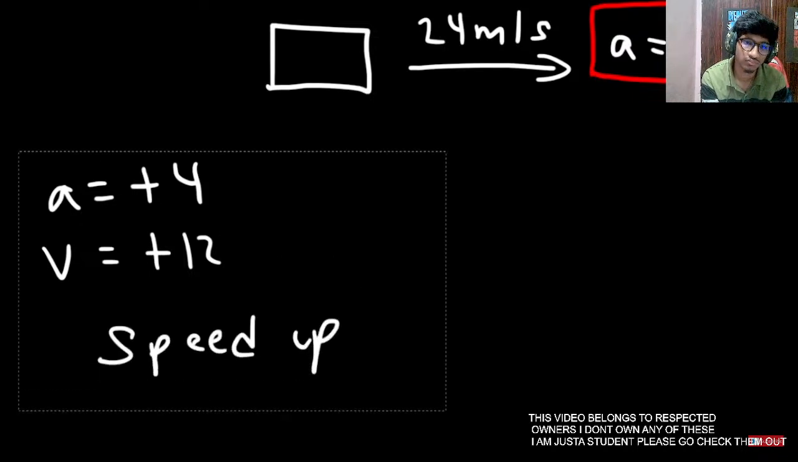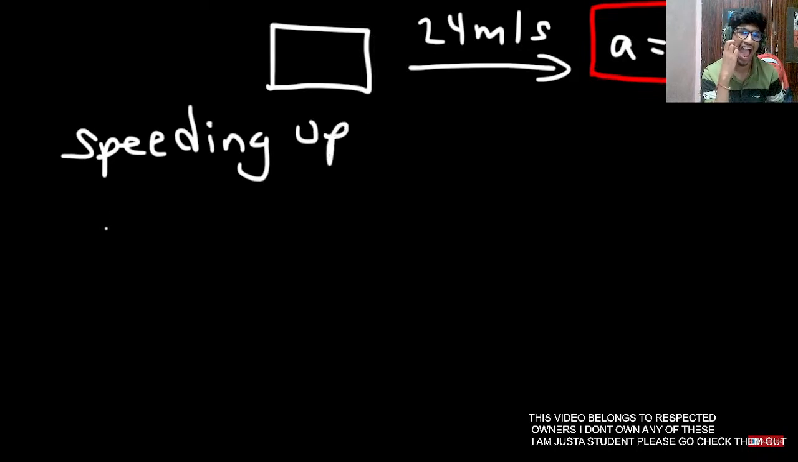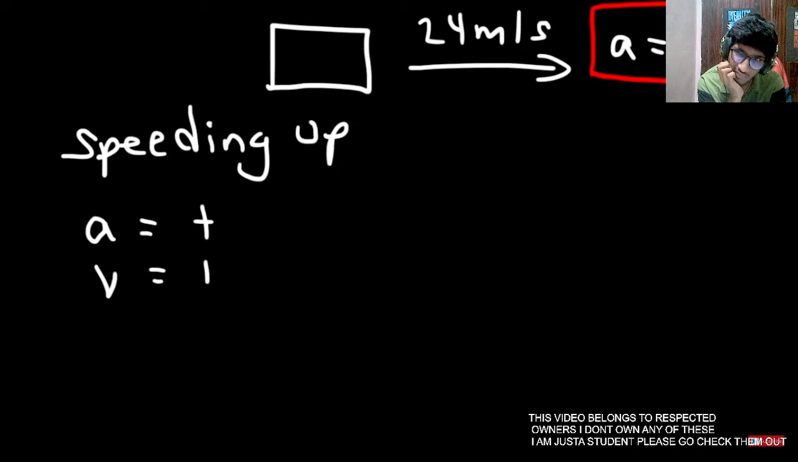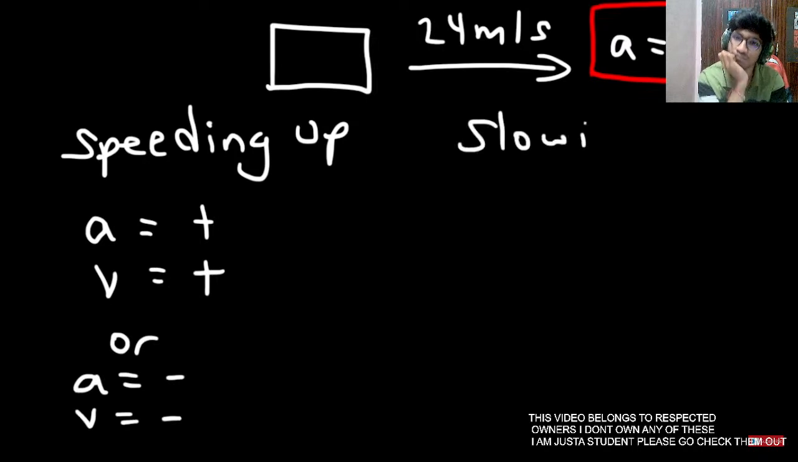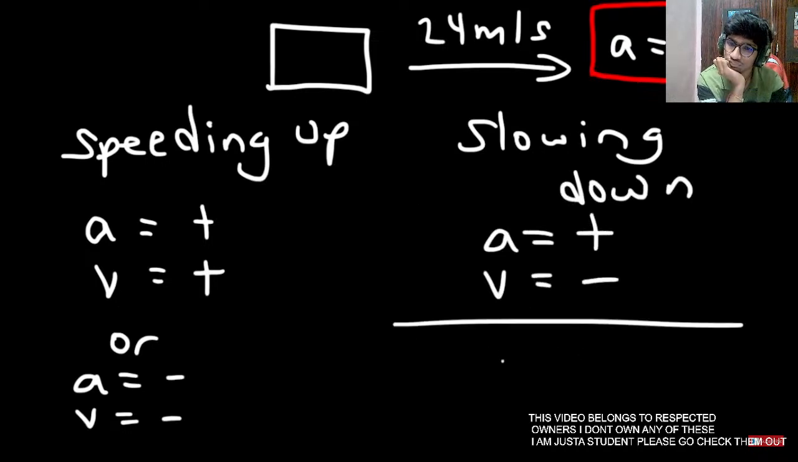So you may want to write this down. The object will be speeding up, that is, the speed will be increasing, if acceleration and velocity have the same sign, if they're both positive or if they're both negative. The object will be slowing down if the acceleration and velocity have opposite signs, either positive and negative or negative and positive. And this example will illustrate that.